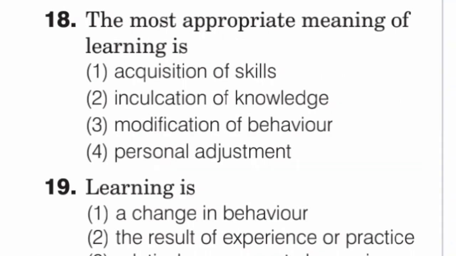Now see question number 18. The most appropriate meaning of learning is number 1, acquisition of skill. Number 2, inculcation of education. Number 3, modification of behavior. Number 4, personal adjustment. So this question's right answer is modification of behavior. Now next question number 19.